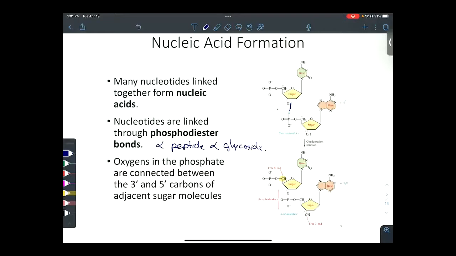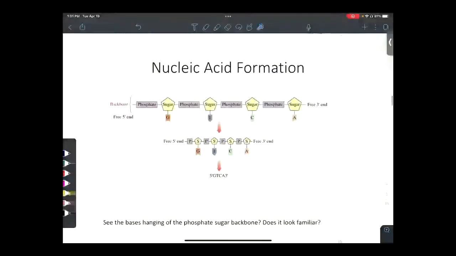So what you see here is we are building a backbone, just like when we talked about our peptide backbone. So we are connecting the phosphate group to a sugar. And then when we connect a bunch of nucleotides, we're just making phosphate sugar over and over and over again. All right, so the question is, okay, well then where do the bases come into play? They're actually dangling off of that phosphate sugar backbone.